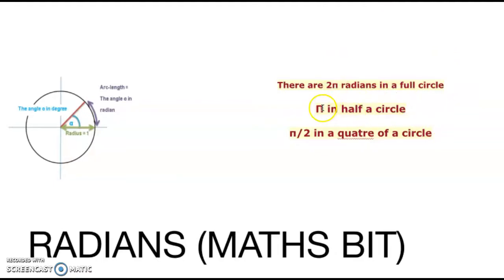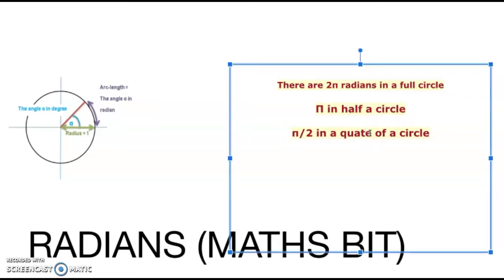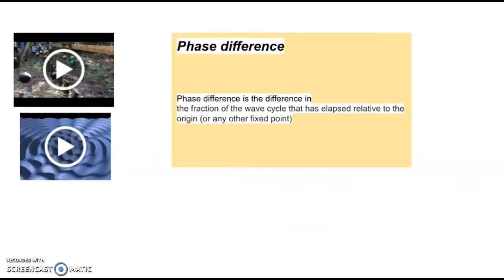Similarly, pi would be equal to half a circle, or half a wave, and then pi over 2 would be the quarter of a circle. So phase difference is the difference in the fraction of the wave cycle that has elapsed relative to the origin or some other fixed point.